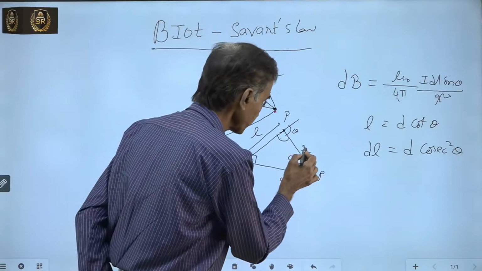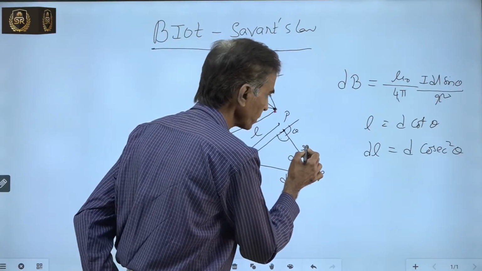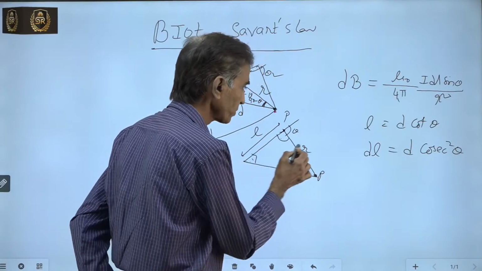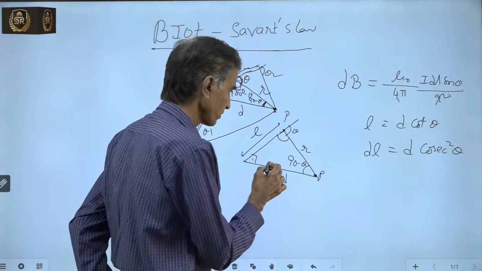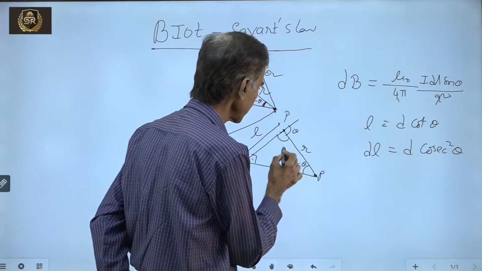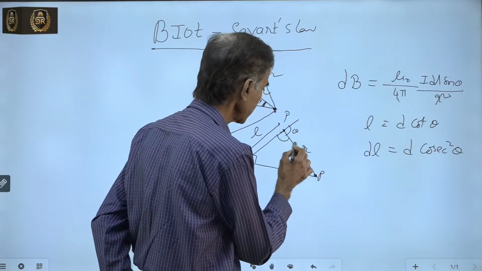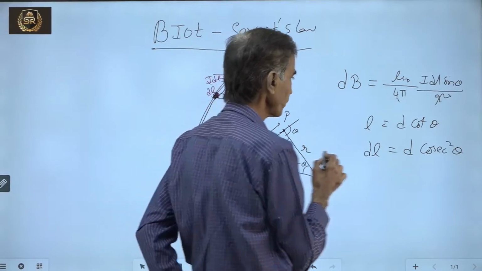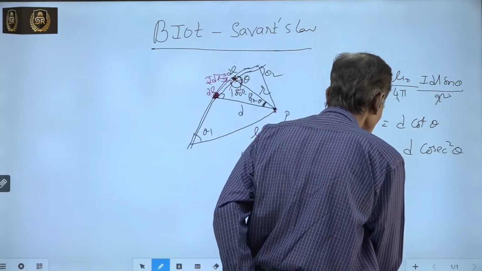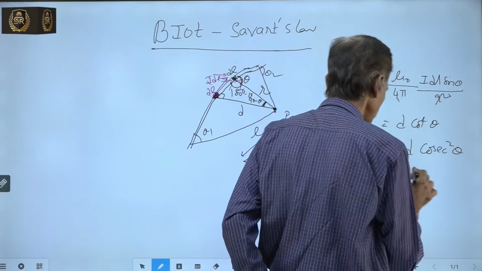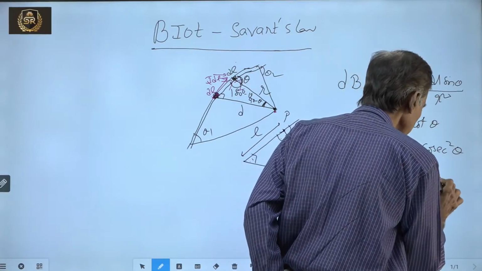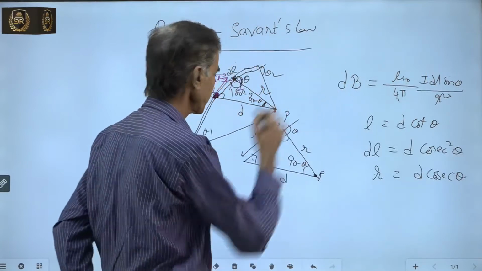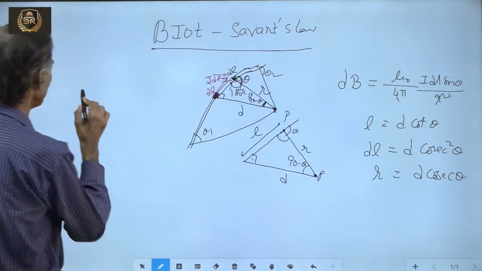Next, what is our r value? We want the r value. For that, see this, cosecant theta. I want this r value. Therefore, we can write here r is equal to d cosecant theta. Right. So substitute in that, what are you going to get now?